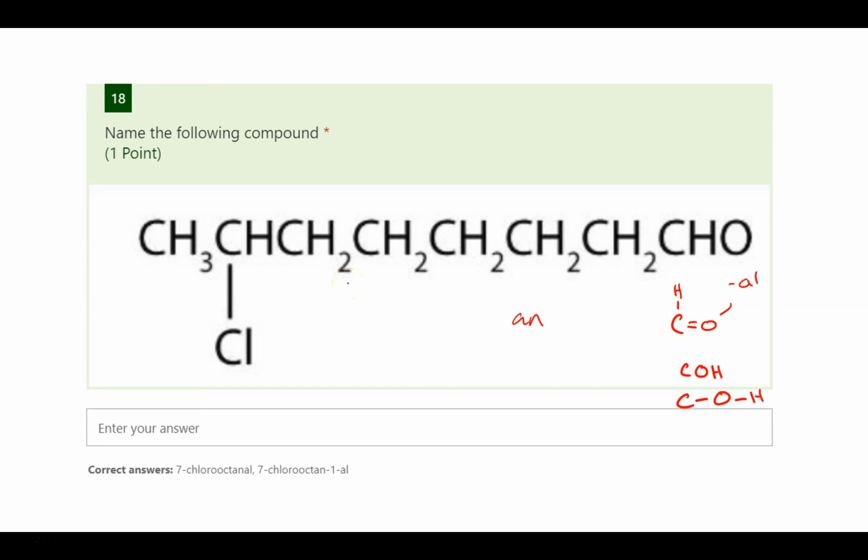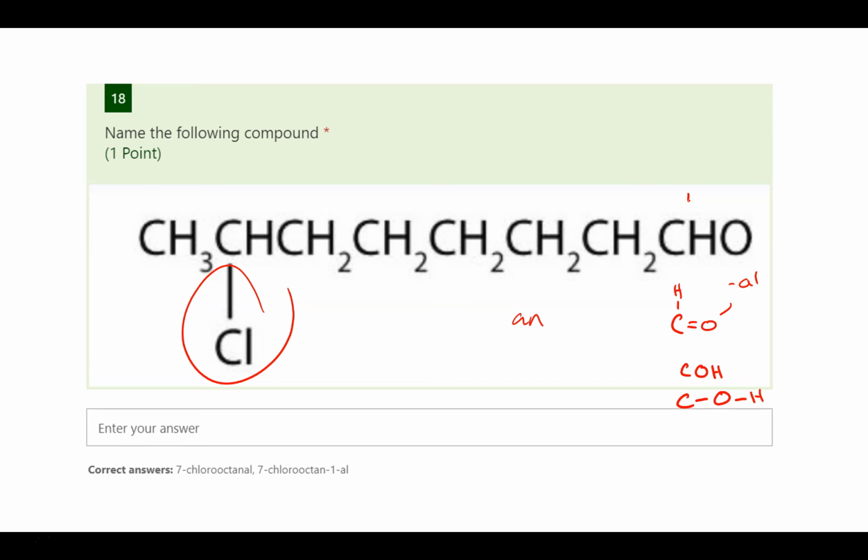Now the numbering part becomes a problem. We've also got a chloro group. Now chloros have super low priority. In fact, they're lower than alkanes. So that's numbered last, whereas our -anal is numbered first, and it's a 1.